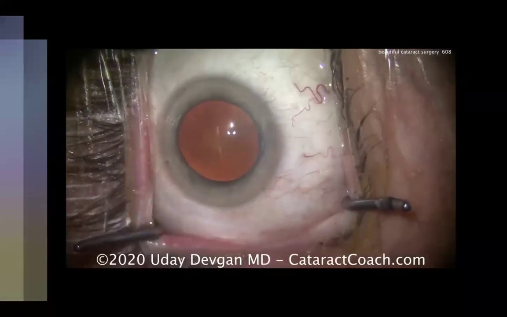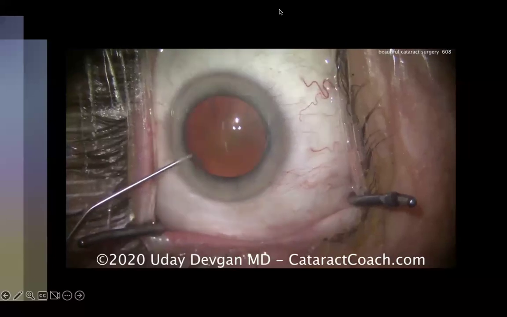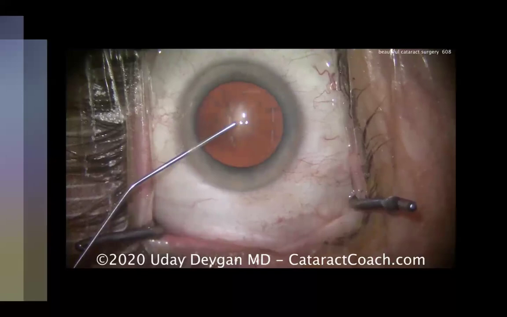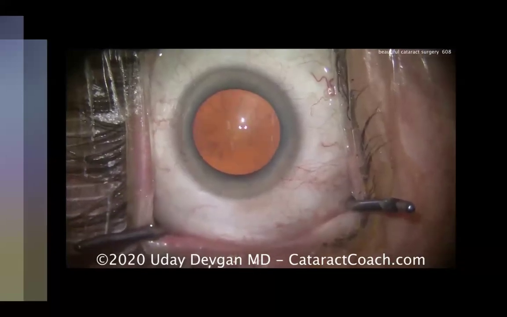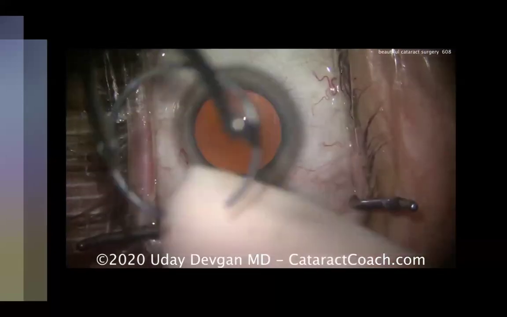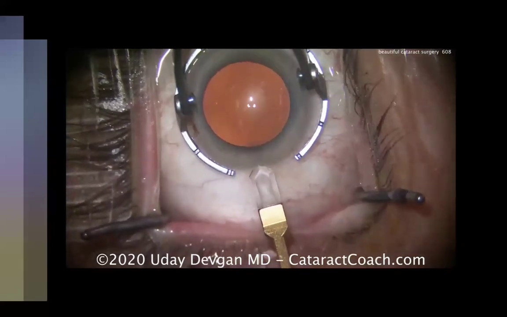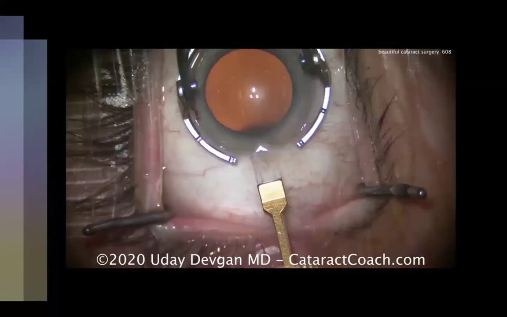Right. So the surgeon injected some solution to dilate the pupil first, and now is putting some jelly, viscoelastics, to maintain the anterior chamber, and then putting the incision now. It's a 2.2 millimeter incision, a very small incision.